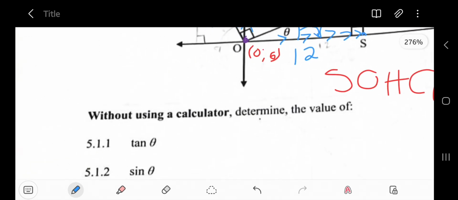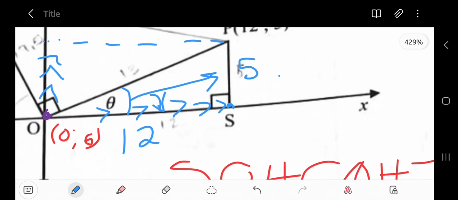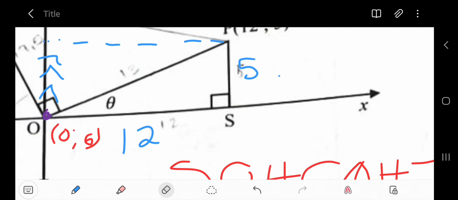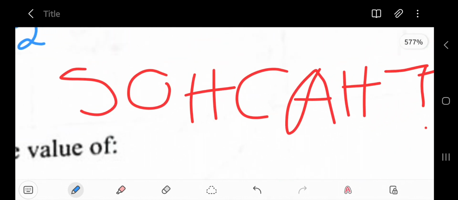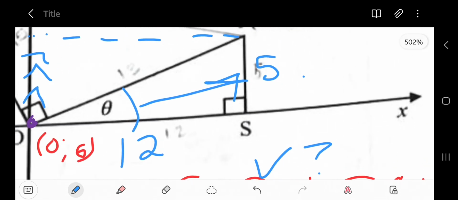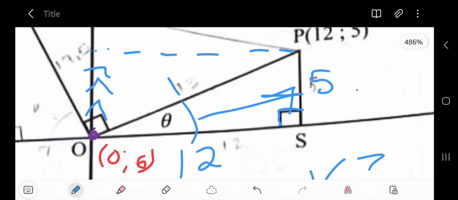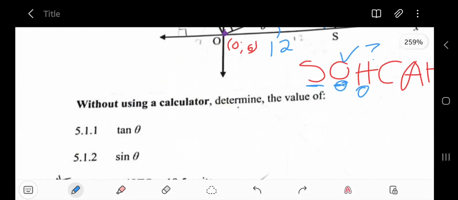So now the next thing that we should look for is sine theta. Let's go back to our diagram. In relation to theta, our opposite is that 5 that we have. But remember, when we come back to SOHCAHTOA, sine is equal to opposite over the hypotenuse. So we have the opposite, but we are lacking the hypotenuse. But since this is a right-angled triangle, we can go ahead and find the hypotenuse by using the Pythagorean theorem.